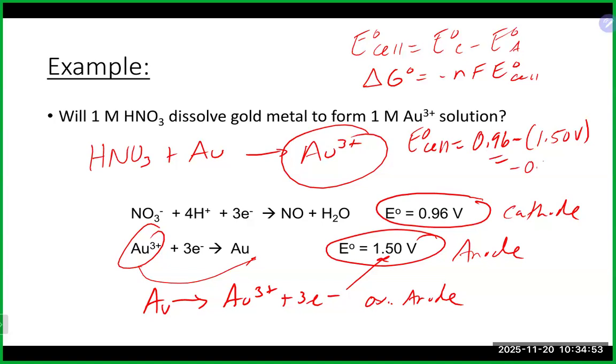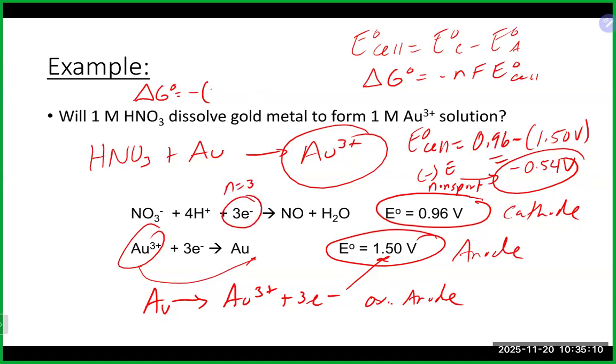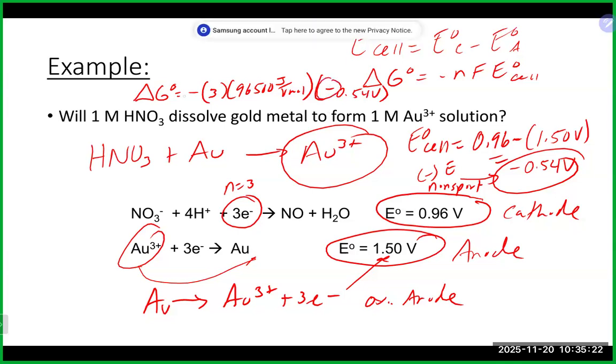Got a negative 0.54 volts right there with a negative E. That's going to be a non-spontaneous process, and that's not going to work. And we know that because if we throw it back into our delta G, our n in this case would be 3, our 96,500 joules per volt per mole, which is our F, and obviously our negative 0.54 volts. The negative there and the negative there is definitely going to turn our delta G into a positive, which obviously means it's non-spontaneous. So this will not work, right? And you cannot do that.